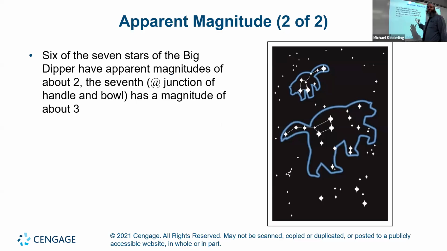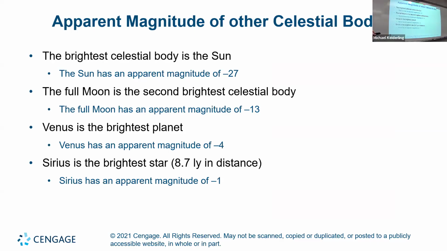So 6 of the 7 stars of the Big Dipper have apparent magnitudes of around 2. The 7th at the junction of the handle and bowl here has a magnitude of around 3. So the brightest stars in the sky are around 1-ish. I mean, the brightest star in the sky is, I think, around 0. Sirius. Might even be negative. But the brightest celestial body in the sky is the sun. It has an apparent magnitude of negative 27. Remember, the smaller the number, the brighter the object.